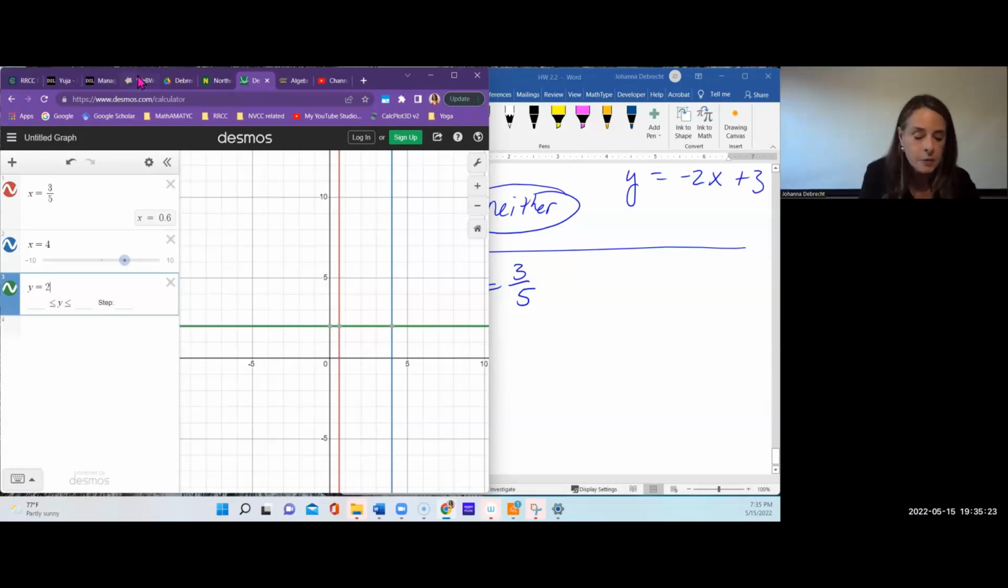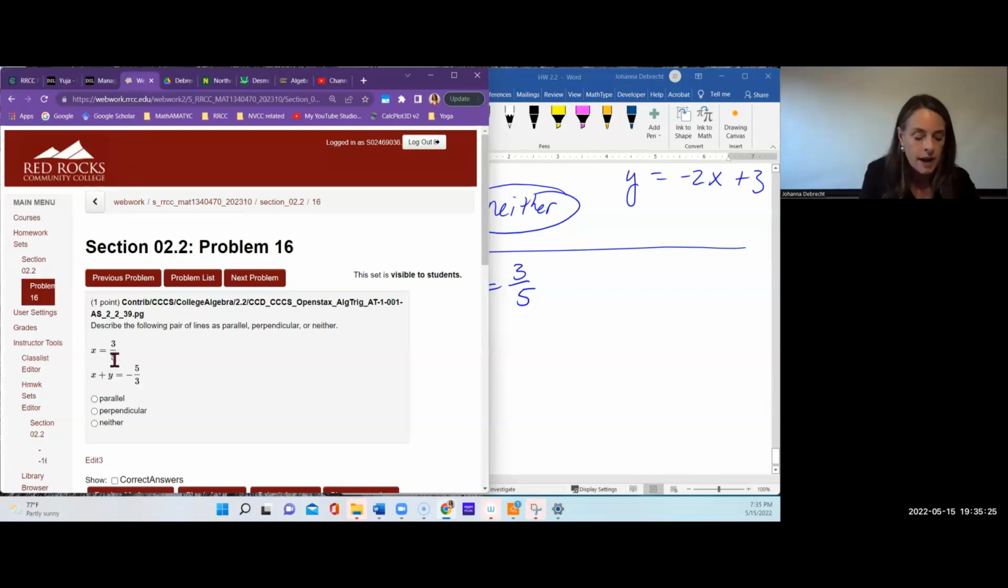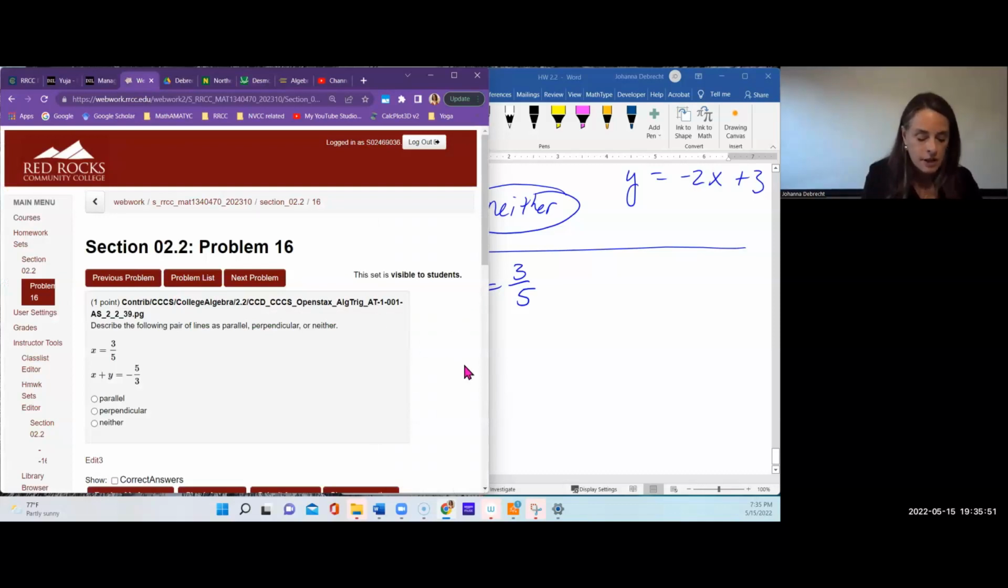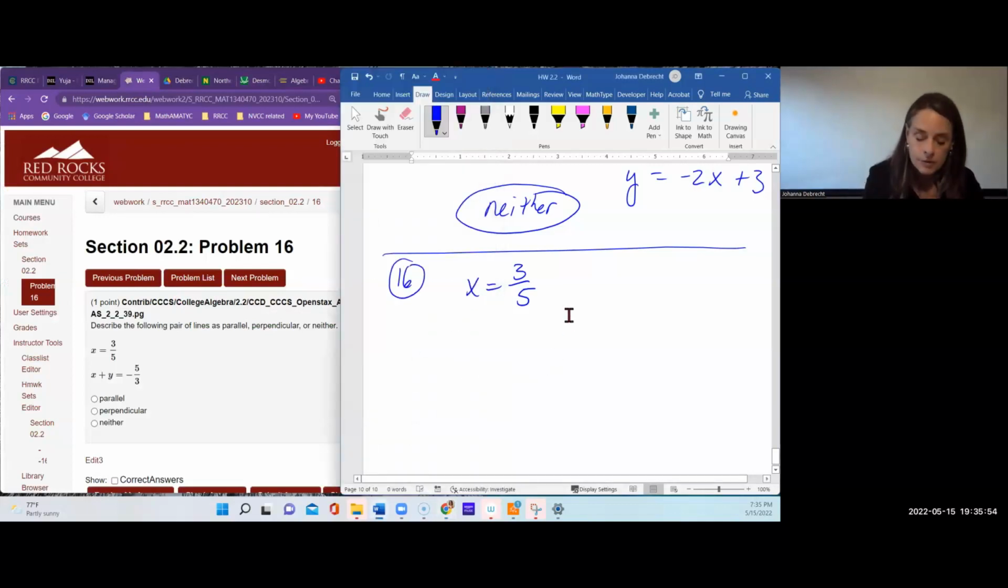Now let's go back to the problem that we had. We have x equal 3/5, and then we have an equation here. When we look back at Desmos, notice that these vertical and horizontal lines are at right angles to each other. So the only thing that's perpendicular to a vertical line is a horizontal line. The only thing that's perpendicular to x equal is y equal, and vice versa. That means when we're looking at this equation that they must be neither.